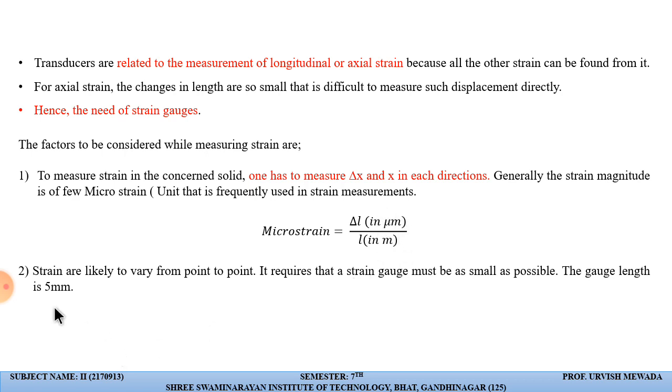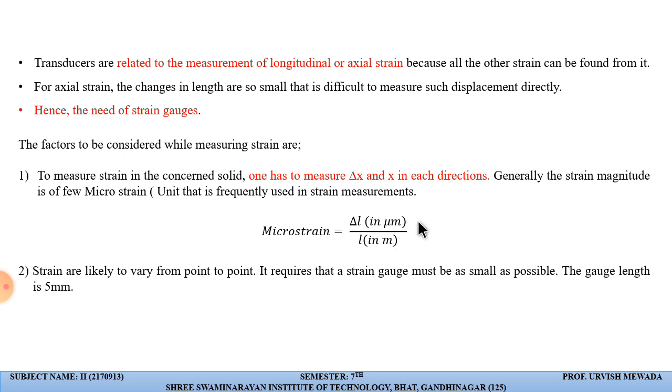Now generally strains are likely to vary from point to point. Generally it is very small, and that's why it varies from point to point. So it requires that a strain gauge must be as small as possible, so the strain gauge which we use must be of small size, and the gauge length is around 5 mm. From this length you can assume the change in dimension which the strain gauge can measure.